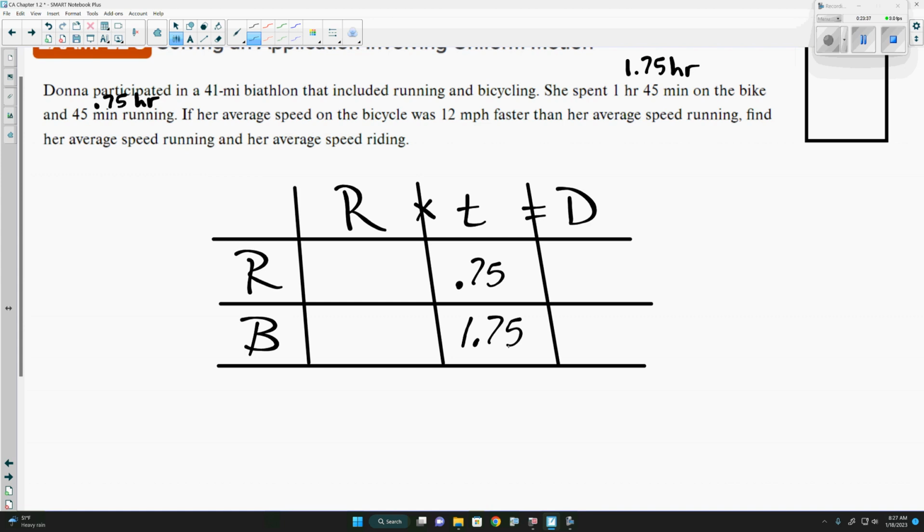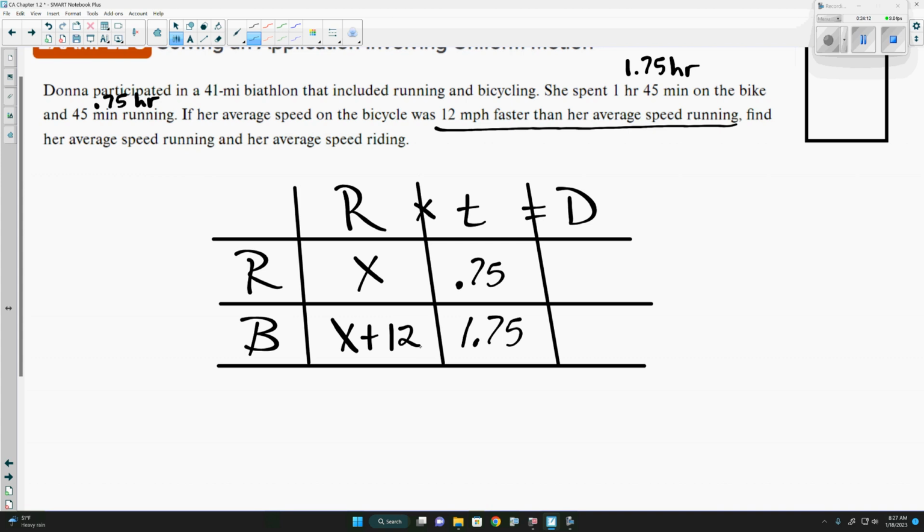Do we know her rates? Her average speed on the bicycle is what? Miles faster than her average speed running. So we need to set one of them as x. So if we said her running was x, yes? Her biking would be what? X plus 12. Because it said in the problem, she bikes 12 miles an hour faster than she runs.